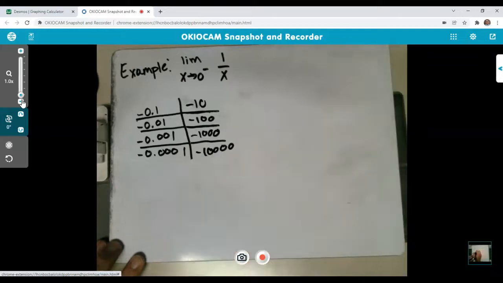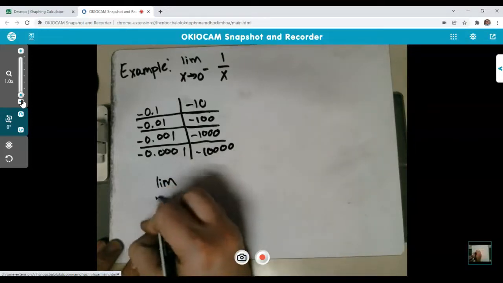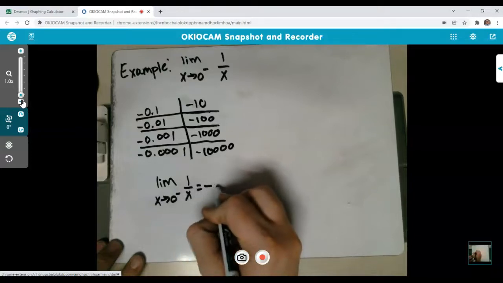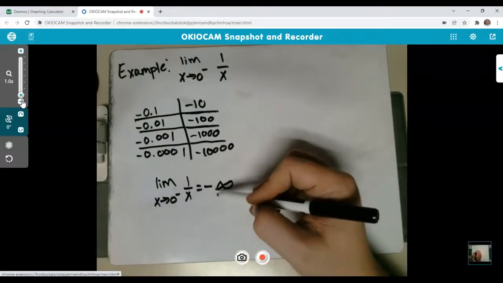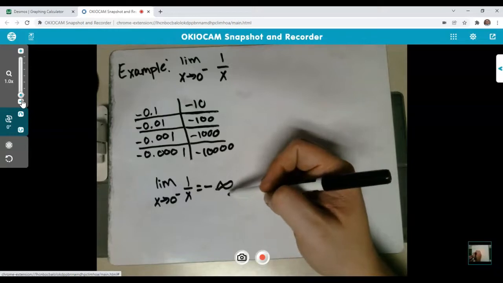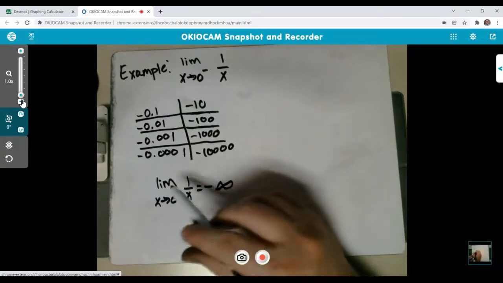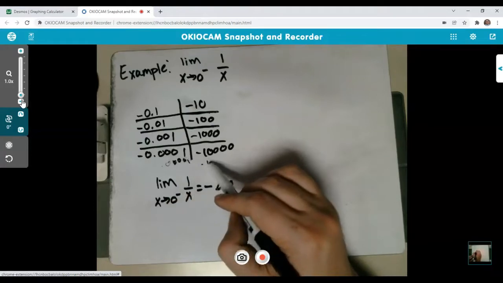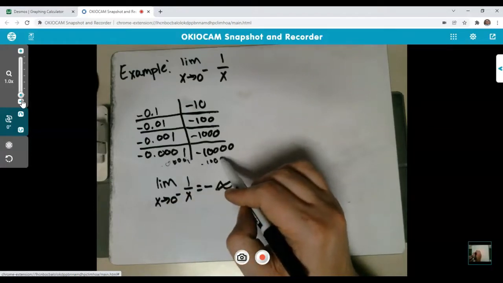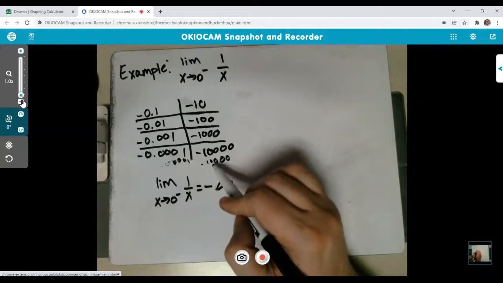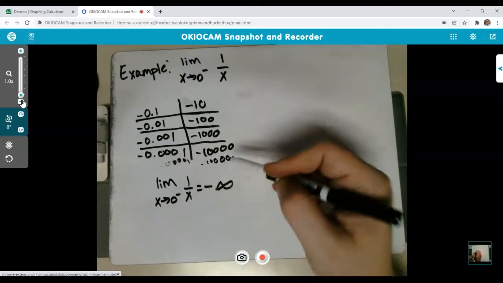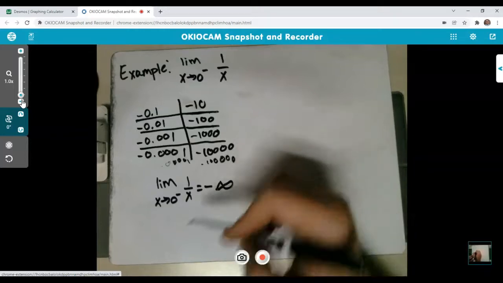So what this means is the limit as x approaches 0 from the left of 1 over x is equal to negative infinity, because it's getting increasingly smaller. Okay, it's getting really small. If I did 0.00001, that would be negative 100,000. So then it would be really small. So it would just keep getting smaller and smaller as I go.